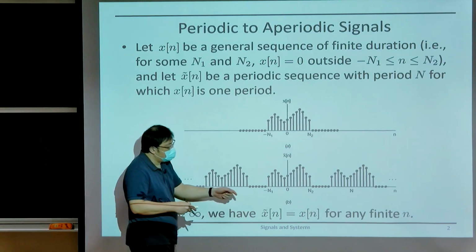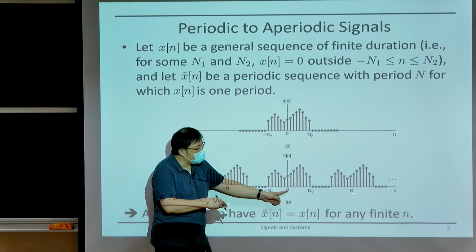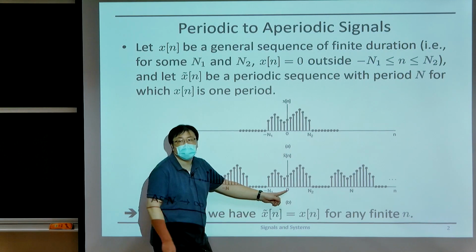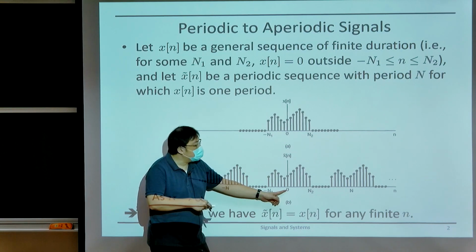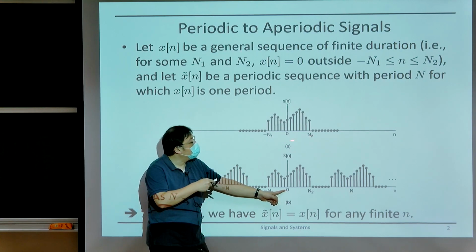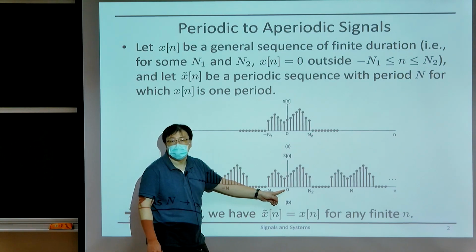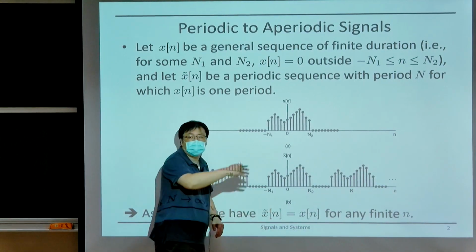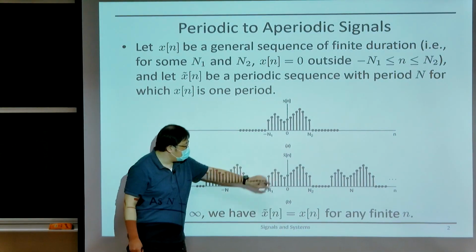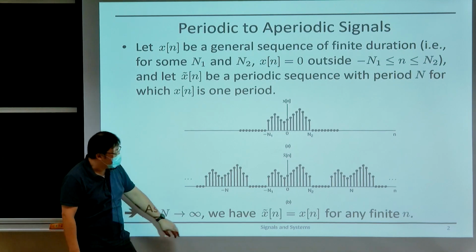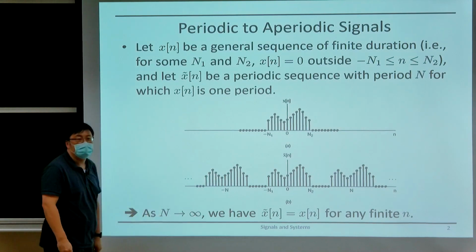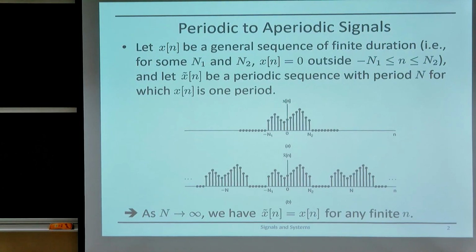Now, as we let this capital N become larger and larger, right, eventually to infinity, then you can see that this periodic signal eventually becomes this aperiodic signal, right? So if you let this period become larger and larger, eventually to infinity, then eventually, as n goes to infinity, x tilde of n is just x of n. Okay? So this is the exact same idea as in the continuous time case.